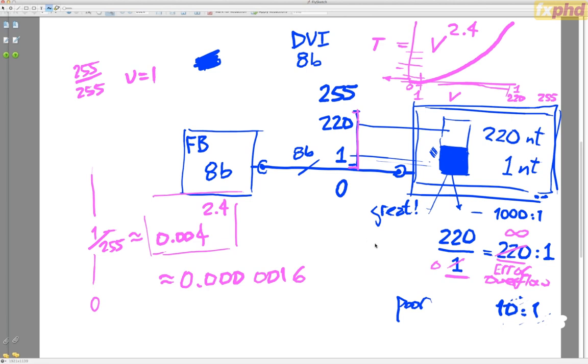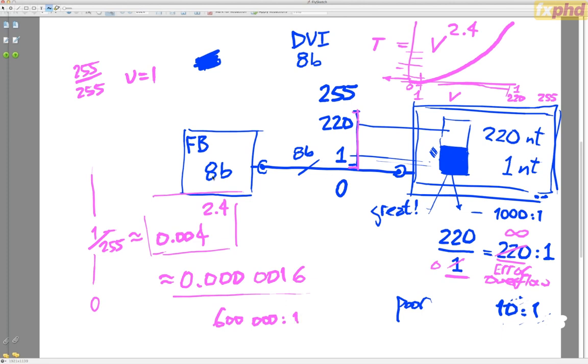0.00016. So this is a little bigger than 1,000,000 to 1. So this is not 1,000,000 to 1 contrast. It turns out to be about 600,000 to 1.